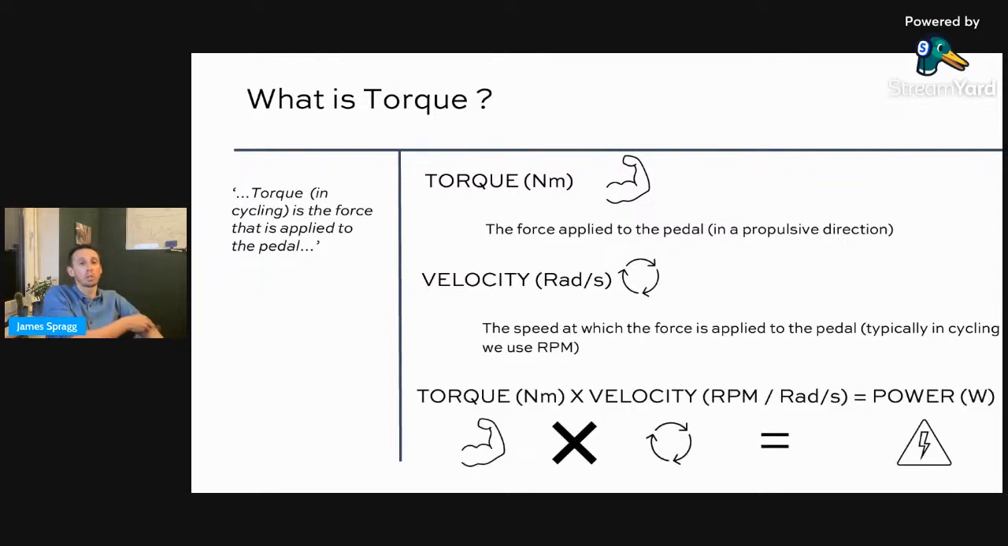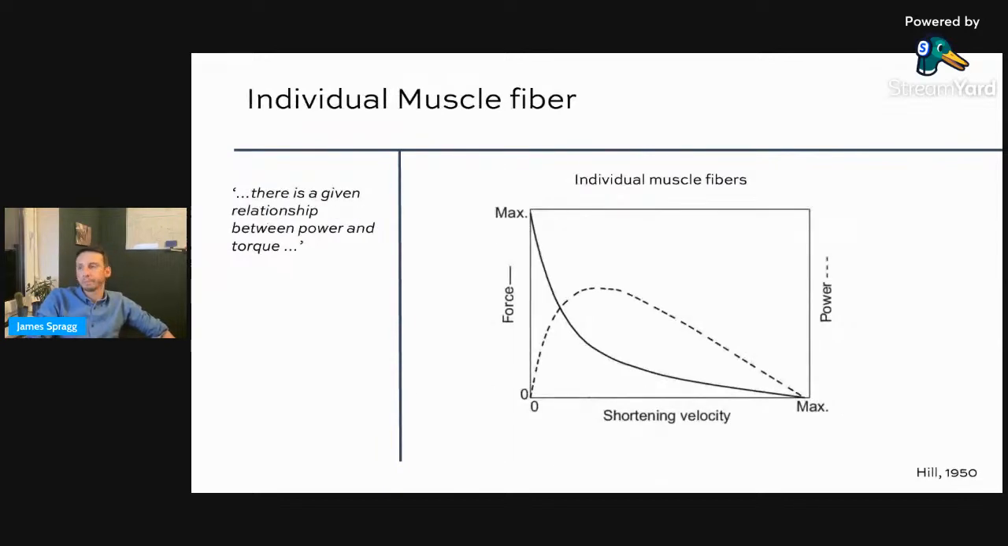We're very used to talking about power in cycling, and power values get thrown around and threshold values get thrown around. However, hopefully this evening I can convince you that we need to look a little bit past power and look at its component parts, torque and velocity, to give us a little bit more insight into performance. So let's have a look why we might want to do that.